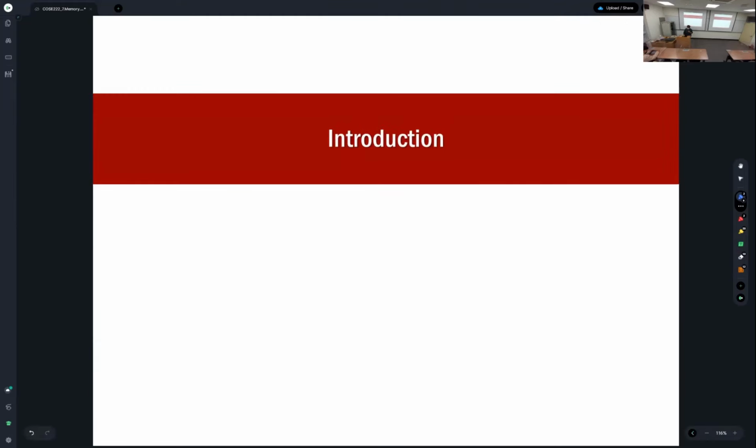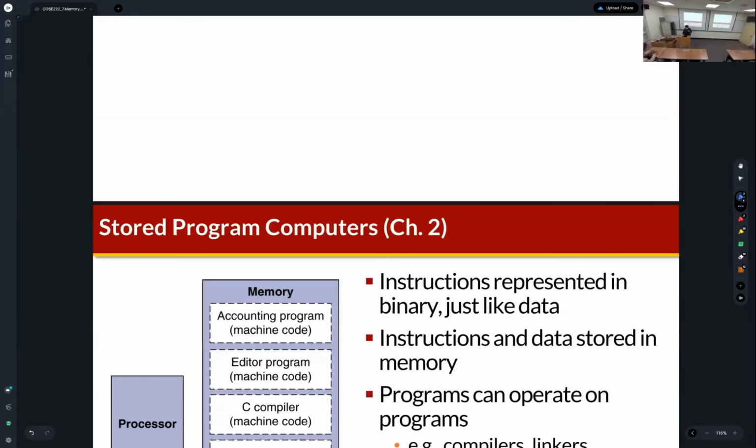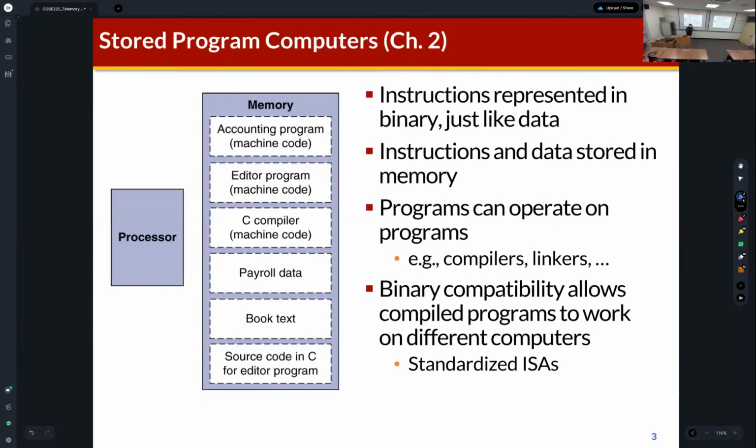So then what is the memory? Actually, we learned about the memory system in chapter 2. All data, including data processed by our program, and also the program text, which means the instructions, are all stored in the memory. Okay, and this memory is called main memory. The main memory.